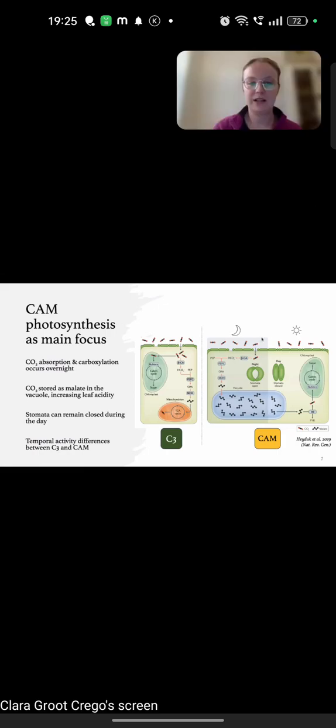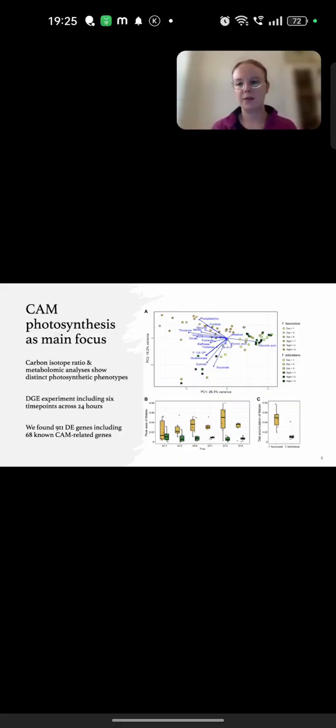So we're interested in describing the CAM syndrome, let's say, in these plants by looking at differences in temporal expression of genes between the two, and also obtaining metabolomic data over a 24-hour cycle. So that's what we did. We placed our plants in a climate chamber, let them acclimate, and then we sampled them 6 times in a 24-hour cycle. And we obtained metabolomic data from these samples and also RNA-seq data.